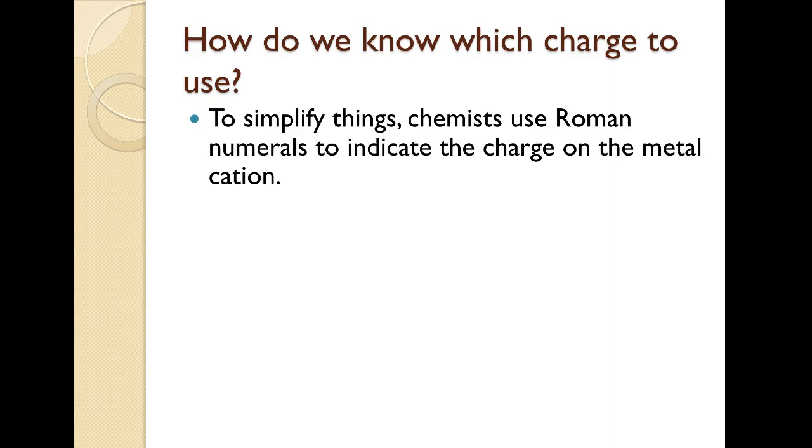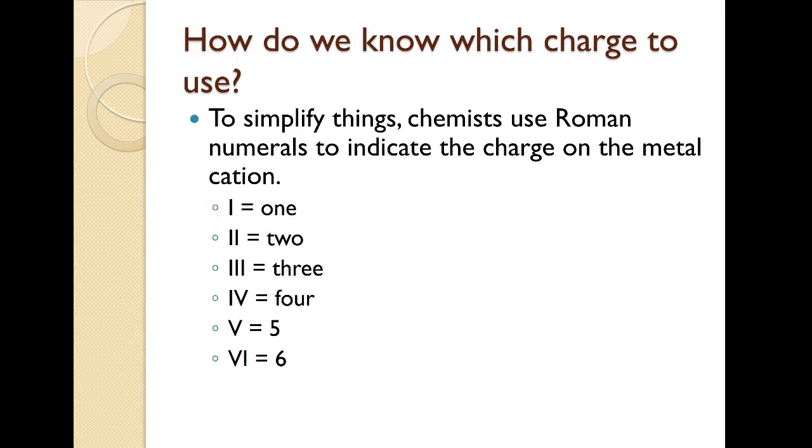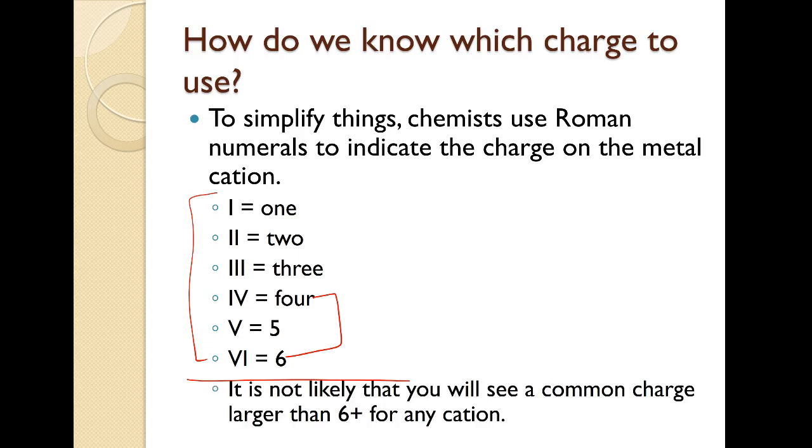What chemists have done is they've created a system where we use Roman numerals to tell you what the charge is. And these are the Roman numerals you'll need to know. Make sure you distinguish between 4 and 6. And you won't have to worry about anything beyond 6. None of the elements we use go past that point.